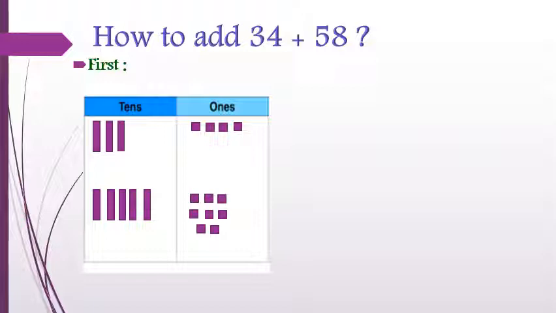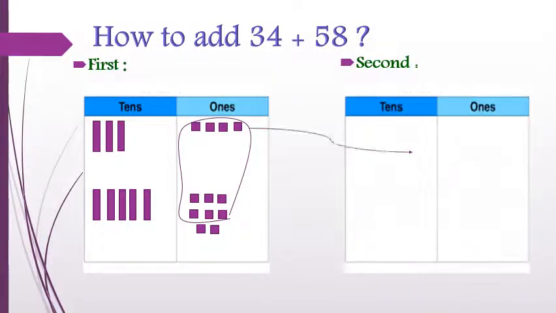Now all we have to do is start counting the ones. Let's count the ones. 1, 2, 3, 4, 5, 6, 7, 8, 9, 10, 11, 12. So I can regroup 10 of them to be one block of 10. So I will exchange these 10 ones to be what? To be one block of 10.